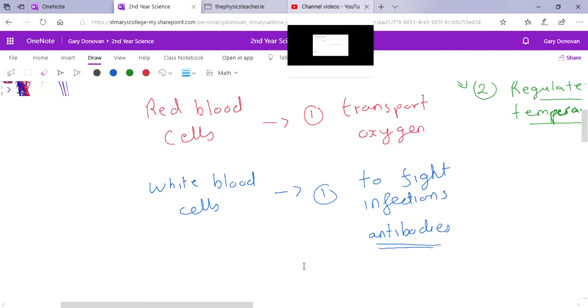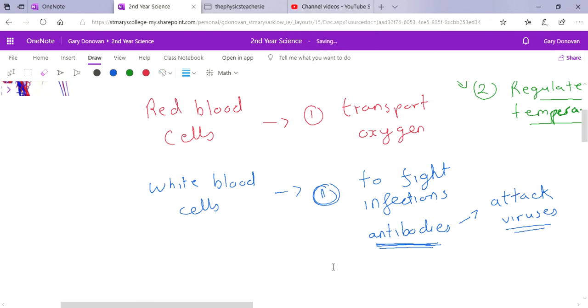And what antibodies do is they attack viruses or bacteria that are in our body. So it's really important. This is basically our immune system here, or a large part of our immune system. These antibodies are carried by the white blood cells, and they attack any viruses that come into our body. And the third extra thing that the plasma carries are known as platelets. And platelets are actually formed or made in bone marrow. And what platelets do is they form blood clots.